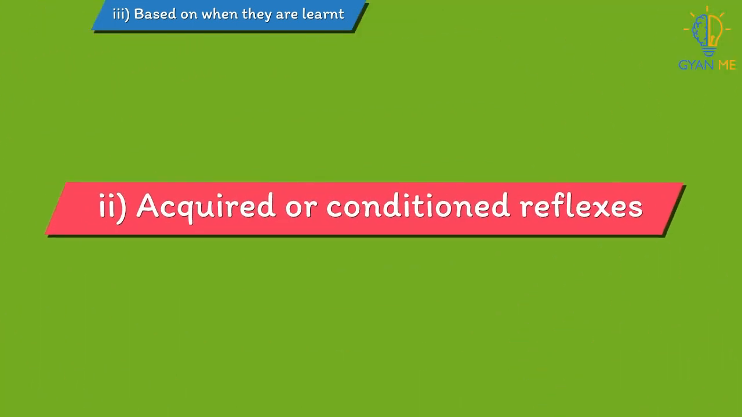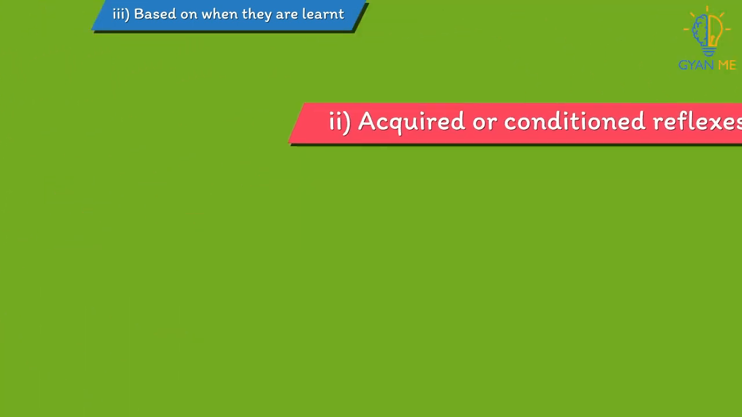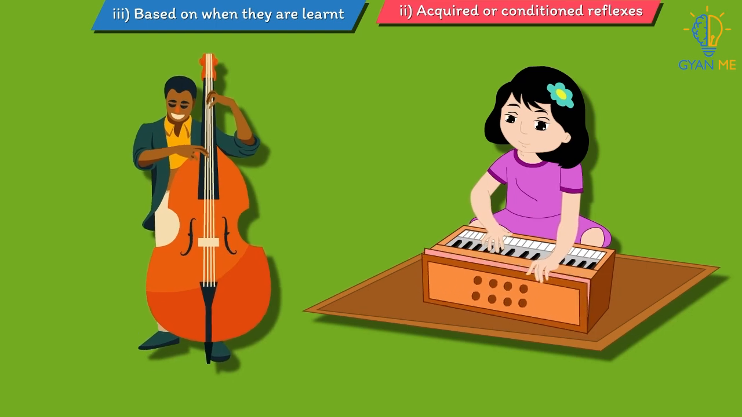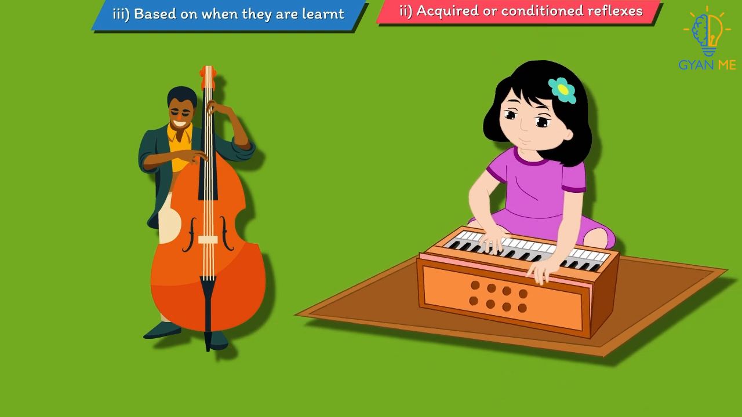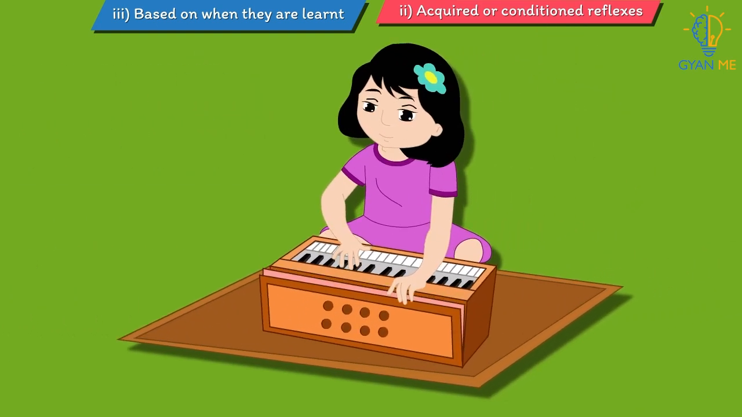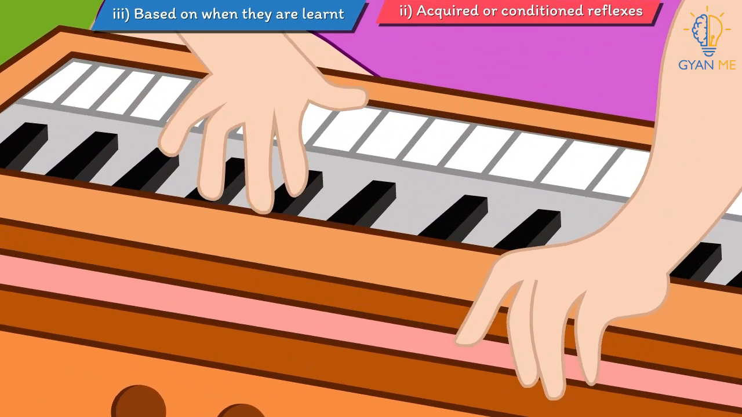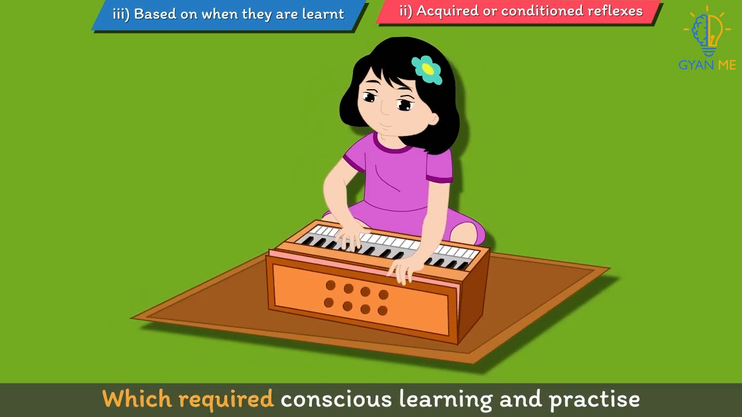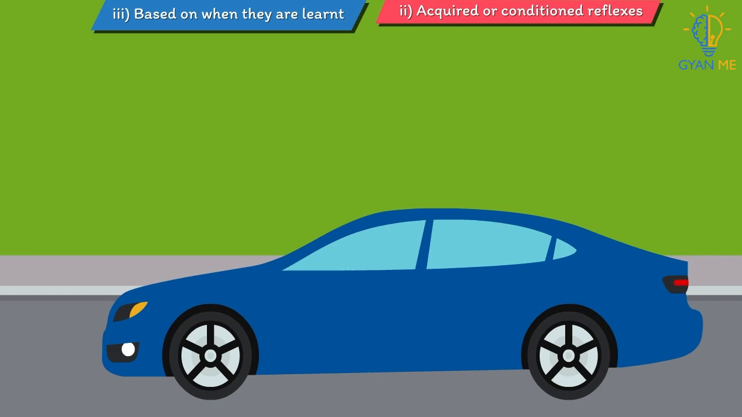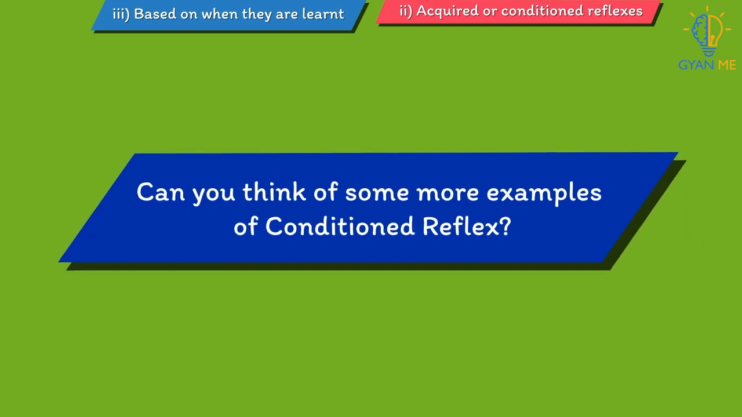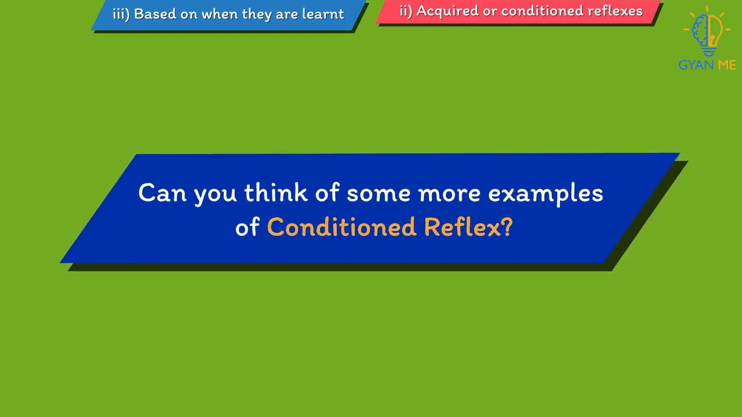Second one is acquired or conditioned reflexes. Some reflexes are acquired or learned reflexes and are the result of practice and learning. Such reflexes are conditioned reflexes. Playing harmonium by striking a particular key on singing a music note is an example of conditioned reflexes, which require conscious learning and practice. Also, applying sudden brakes when driving a car is an acquired reflex. Can you think of some more examples of conditioned reflex?